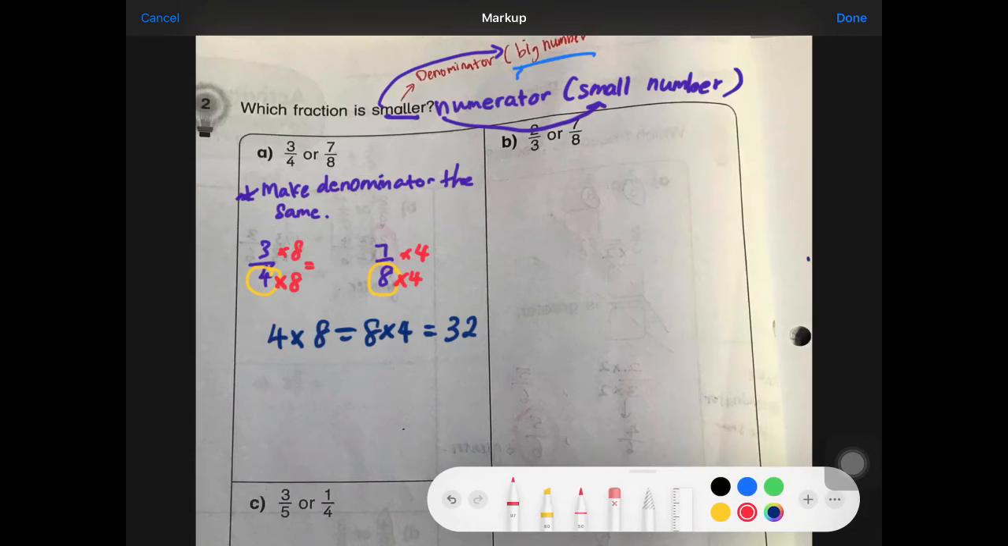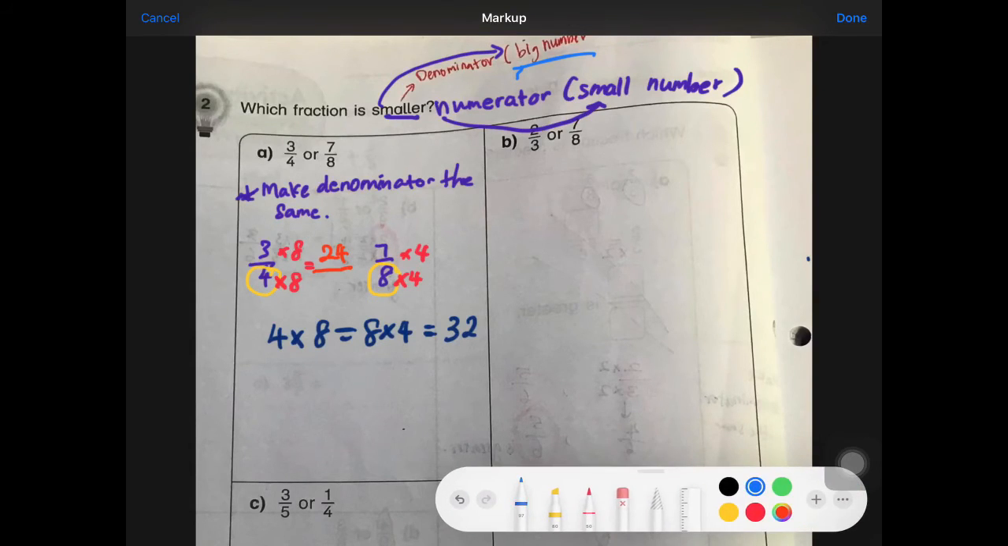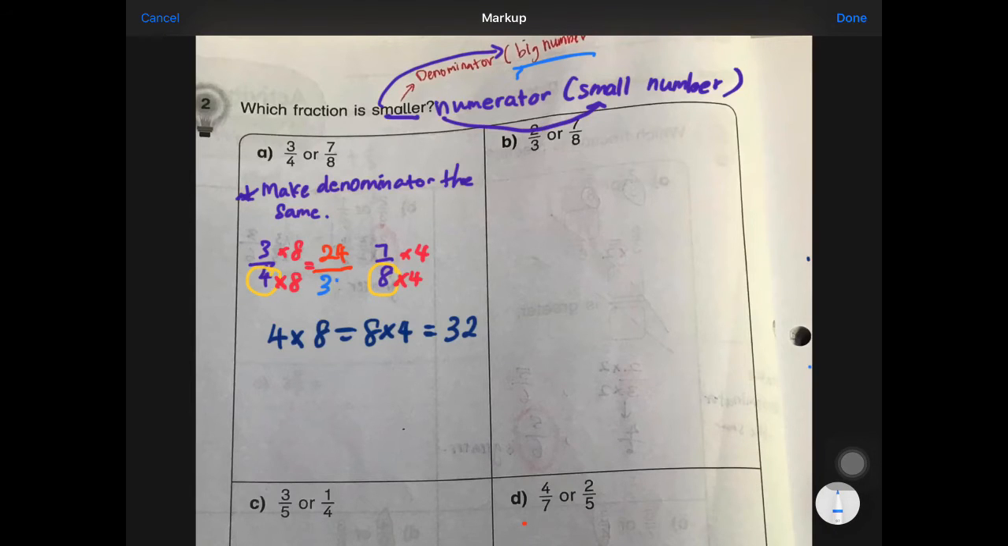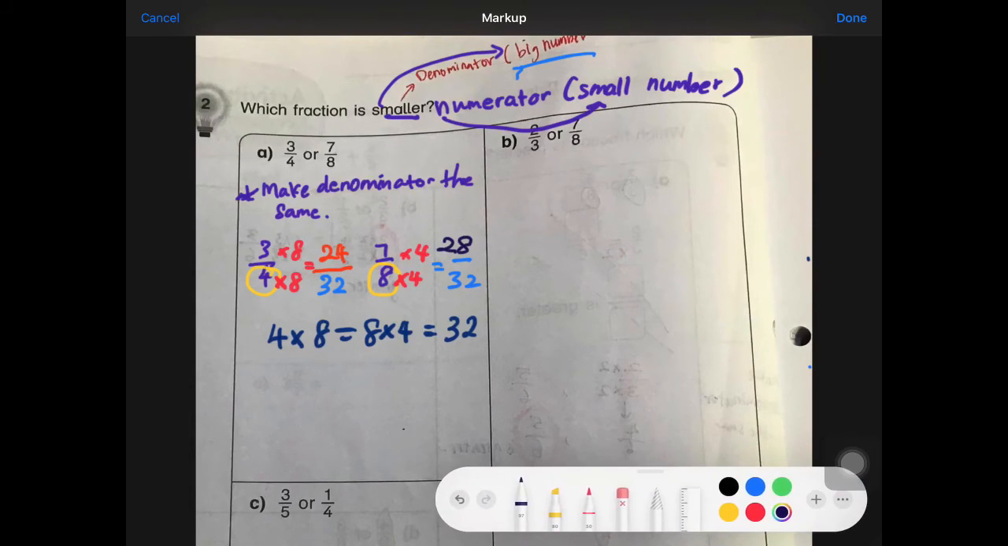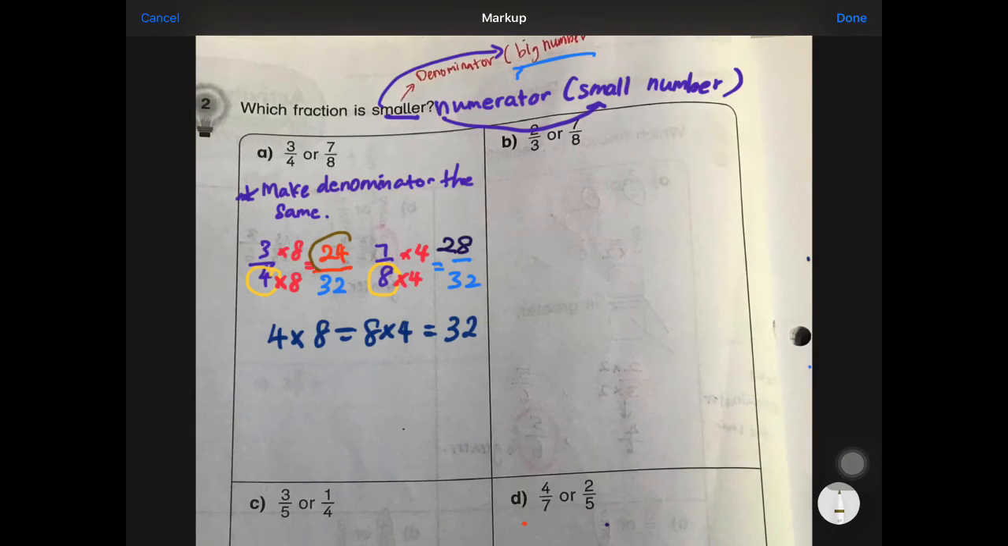And you should get, what's the first fraction? 24 over 32. Very good. This is also equal to 32, right? Now, what's the next one? What's the next step? Yeah, 7 times 4 is 28. So we compare the numerator, which is 24 versus 28.